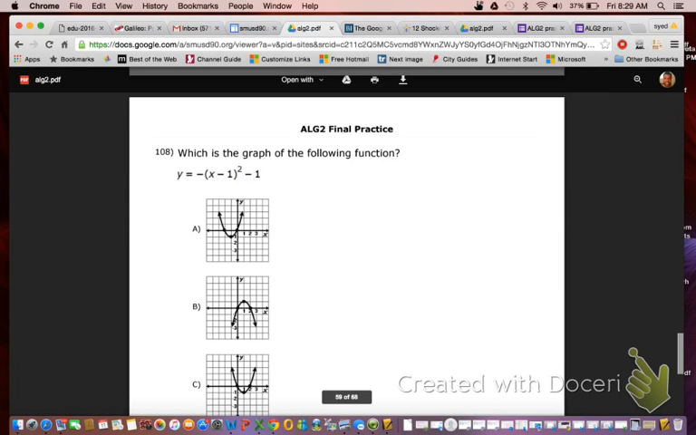So this one, remember the vertex is 1 comma negative 1, and it's going down. So it's probably choice D.